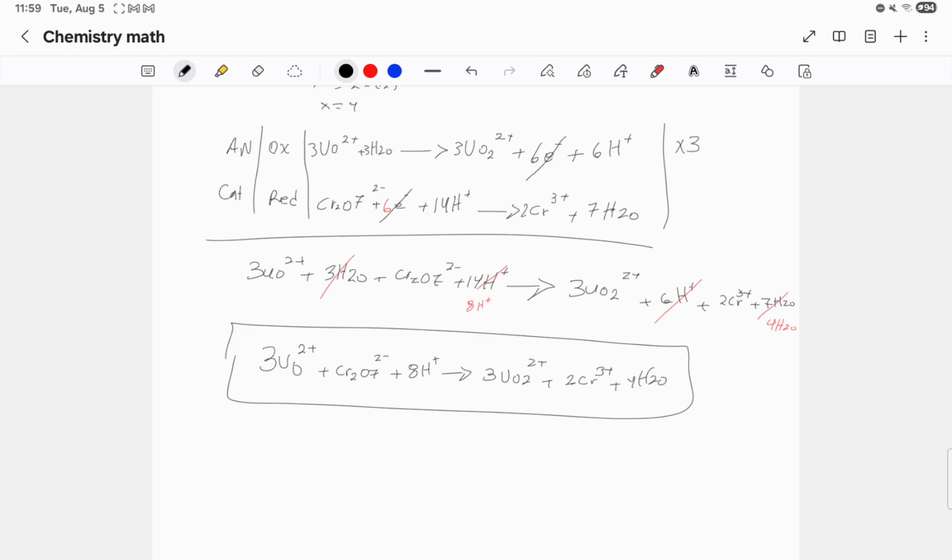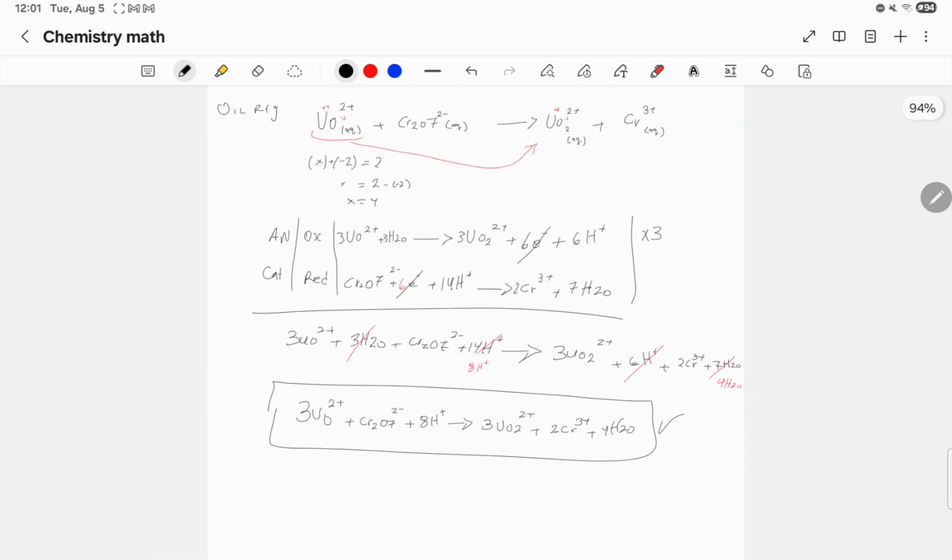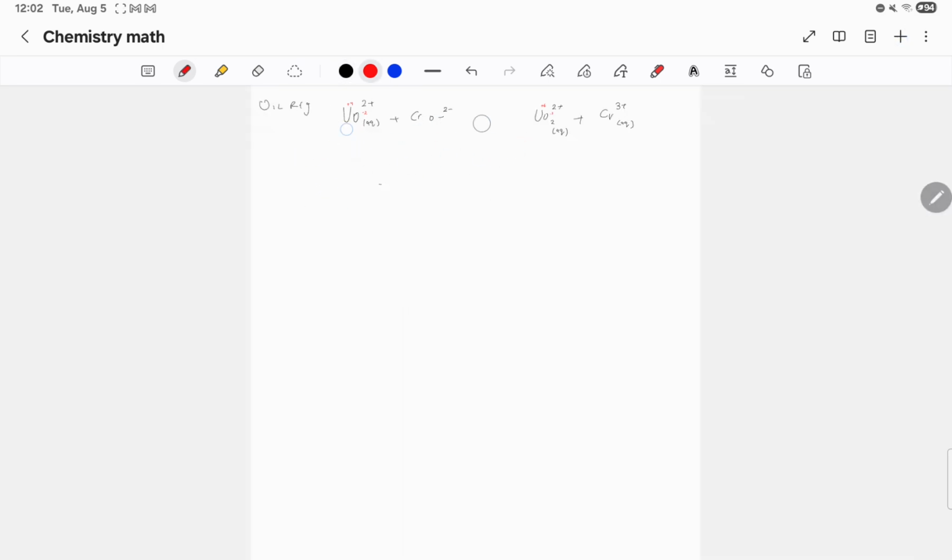Well, at least I believe it is. Right, it is perfectly balanced. But you see, this wasn't so bad, and you can do this quite fast if you just practice. So, that was how to balance in an acidic reaction.